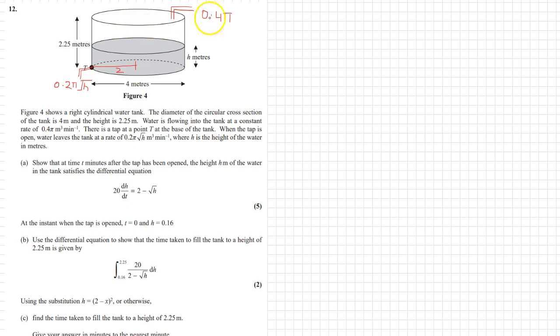Now first thing is, this is the volume. This volume is coming and this volume is leaving. So it means 0.4 pi is entering and 0.2 pi root h is leaving. So that is, this is called dV over dt.